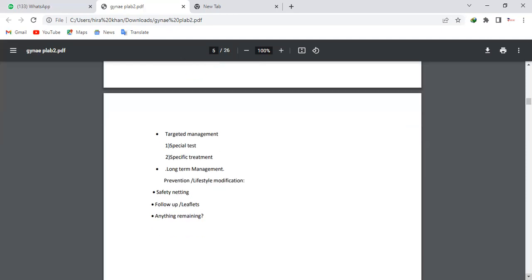And then safety netting, again, in all the gynae stations related to the vaginal discharge, what could be the safety netting is symptoms related to PID. So what are the symptoms related to PID? Same, lower abdominal pain. That's it.